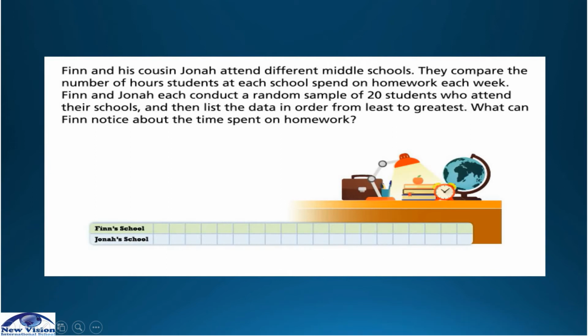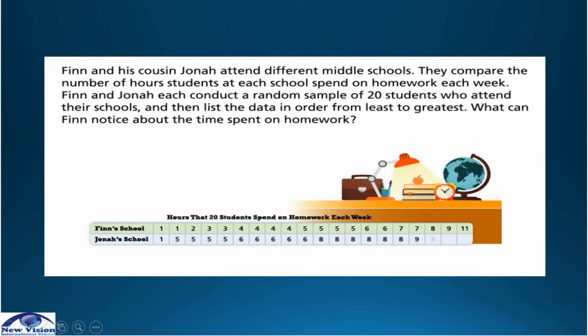Finn and his cousin Jonah attend different middle schools. They compare the number of hours students at each school spend on homework each week. Finn and Jonah each conduct a random sample of 20 students who attend their schools, and then list the data in order from least to greatest. What can Finn notice about the time spent on homework?